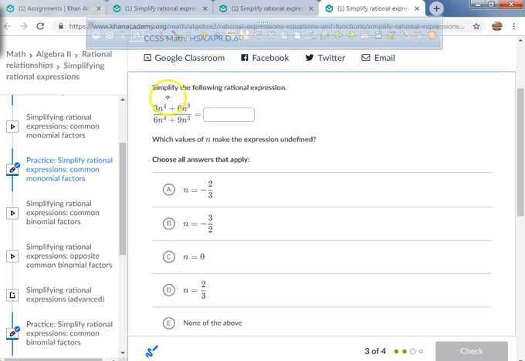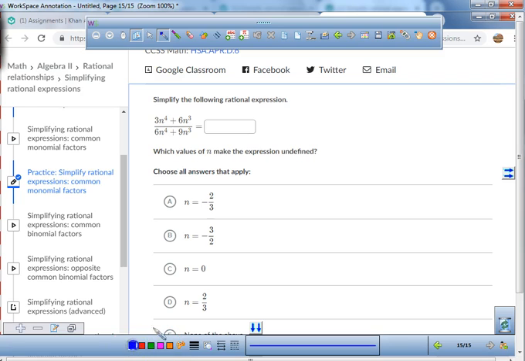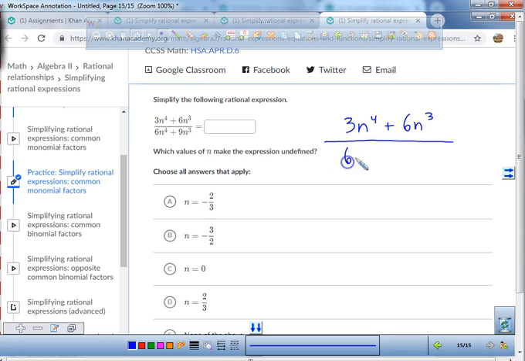All right, so right now, this one is telling us to simplify the following rational expression. So I'm going to write it a little bit bigger for all to see: 3n to the power of 4 plus 6n cubed over 6n to the power of 4 plus 9n cubed.